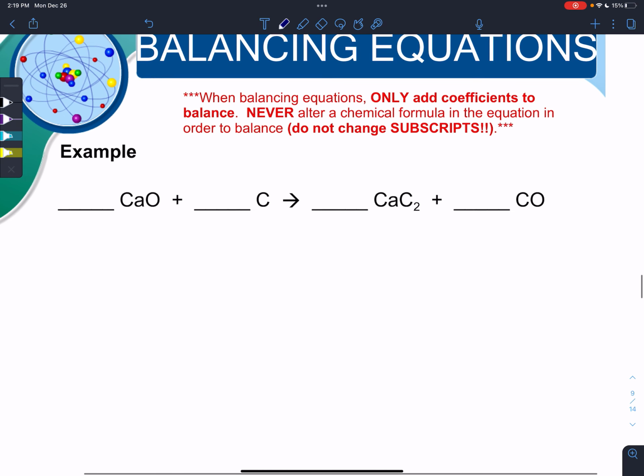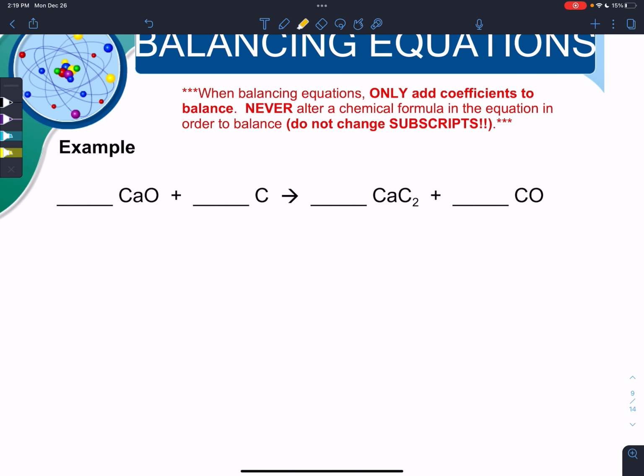All right, so let's do another one. Just as a reminder, I have at the top, only add coefficients, never alter your chemical formulas, which is what I just said on the last slide. Do not change your subscripts ever, ever, ever.